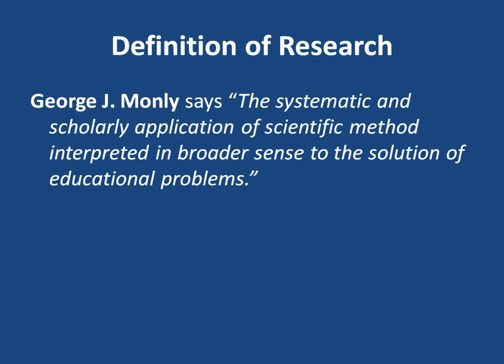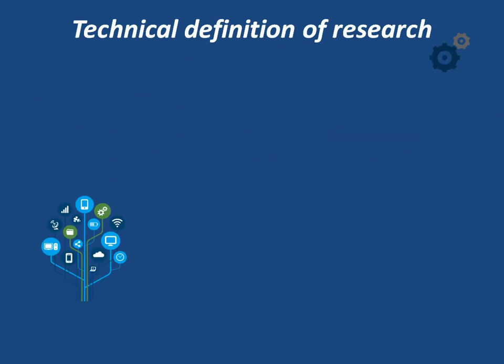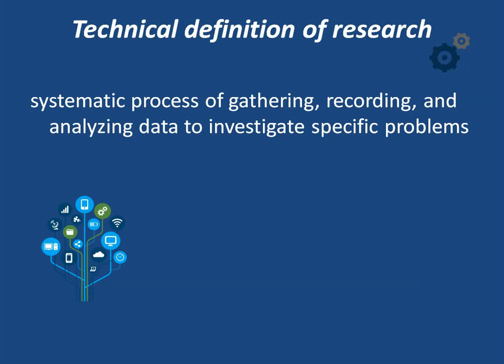Now we look at the technical angle of research. One more definition is given by George J. Mouly: the systematic and scholarly application of the scientific method, interpreted in a broader sense, to the solution of educational problems. Now, the technical definition of research. It is defined as a systematic process of gathering, recording, and analyzing data to investigate a specific problem. In this definition, the important feature, systematic process, still remains the same, and after that various steps of research are mentioned, like gathering, recording, and analysis of data.